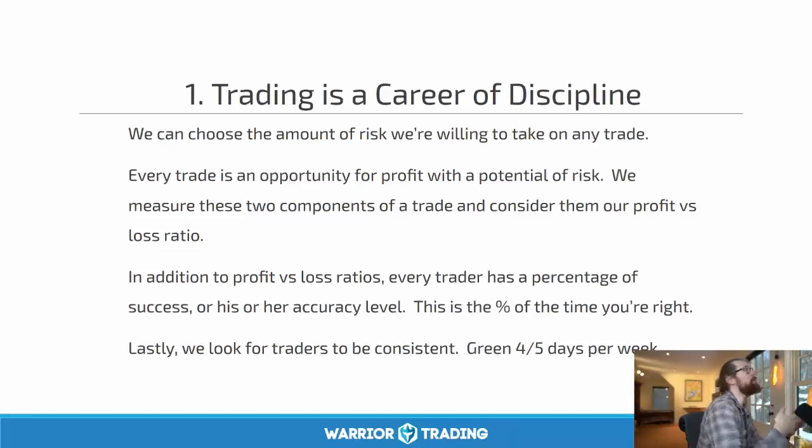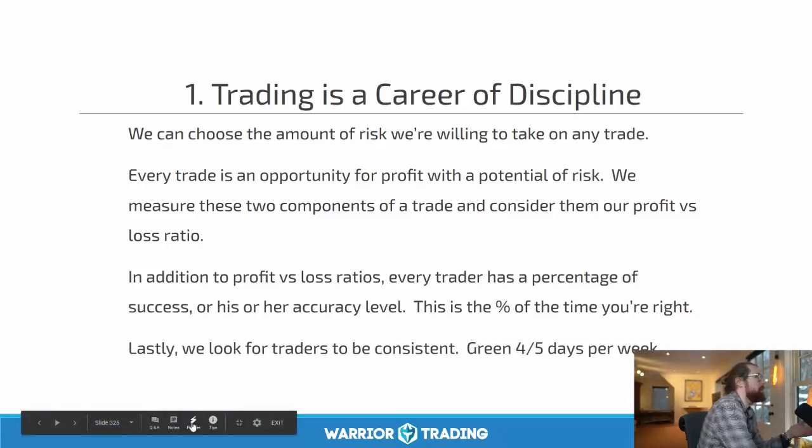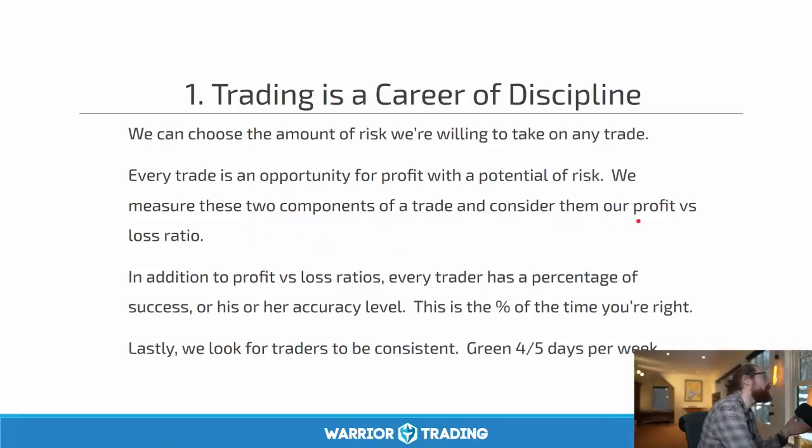Now, we can choose the amount of risk we're willing to take on any trade. Every trade is an opportunity for profit with the potential for risk, right? I mean, this is just the way it is. And we measure these two components of a trade and consider them our profit versus our loss ratio. So our average winners versus our average losers. And I could tell you that I've had months where I've had a fantastic profit to loss ratio, and I've had months where I've had terrible profit to loss ratios for a variety of reasons.